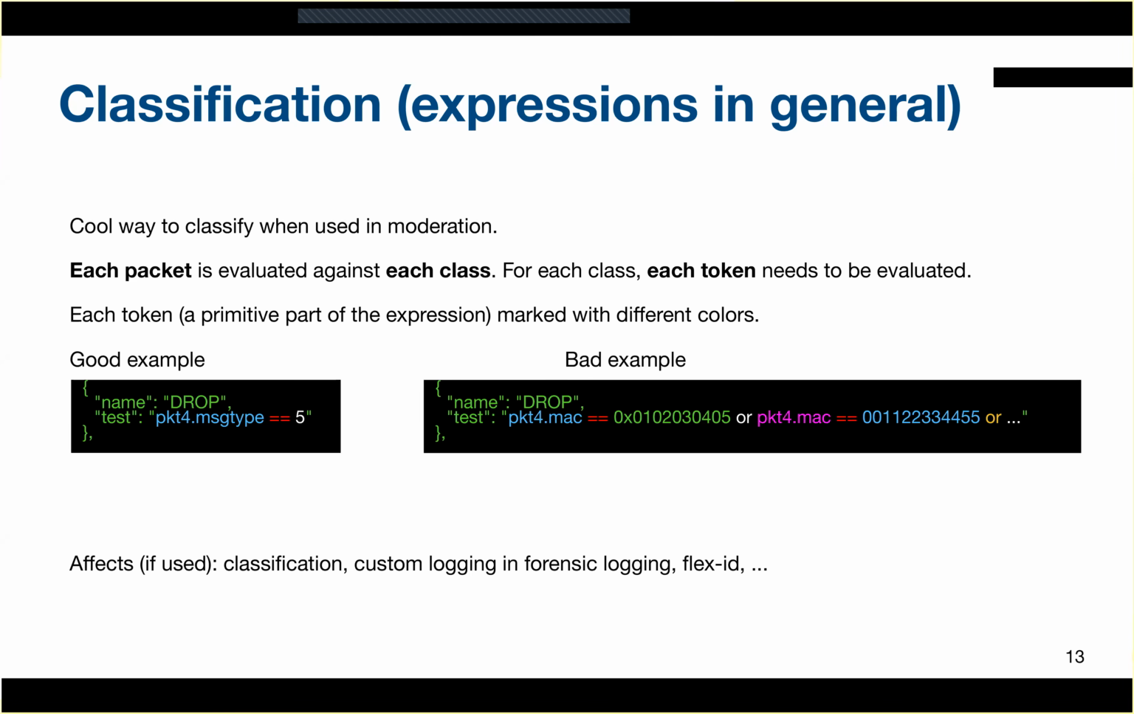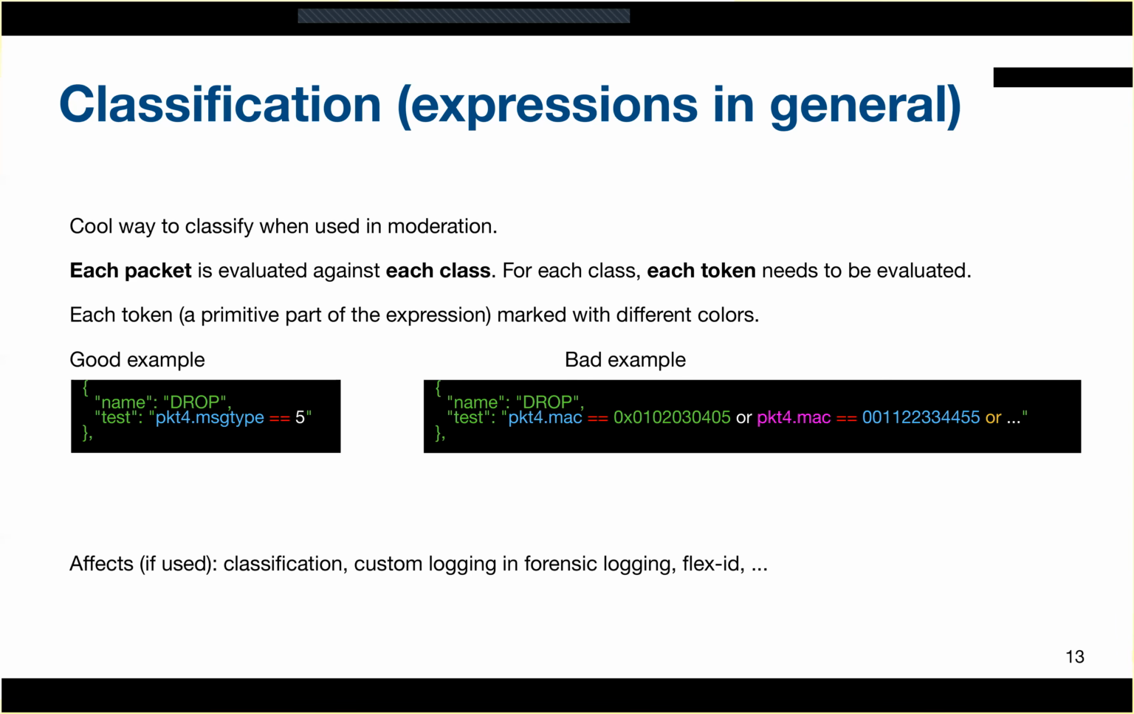So there are 3 tokens. And for every incoming packet in your network, those tokens will be evaluated. And for every packet, the final expression will be either false or true. And depending on this, the packet will belong to the class or not. So far, so good, because the expression is simple.